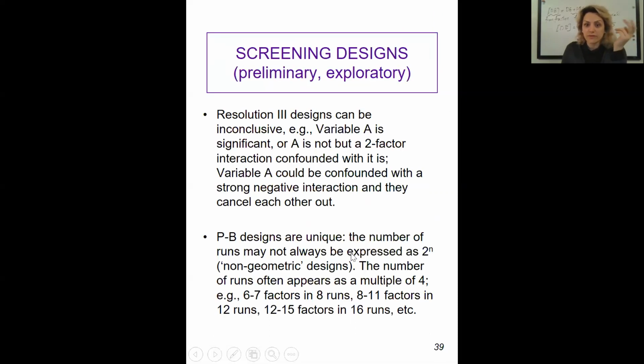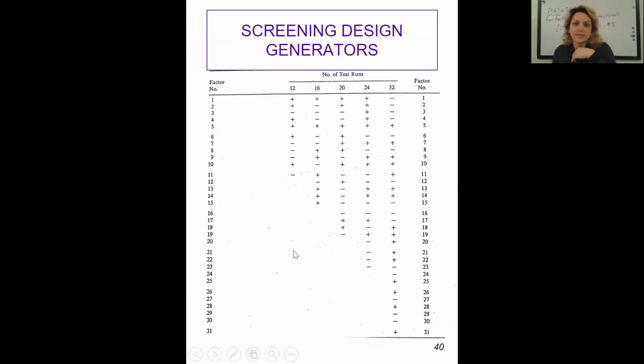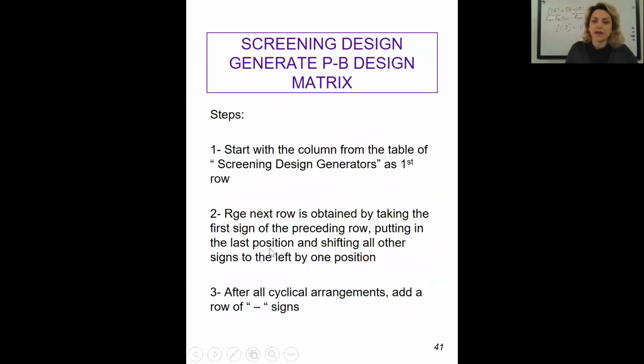We said that, right? Whenever we have 6 to 7 factors, it will be 8 runs, 8 to 11 factors, it will be 12 runs. If we have 12 to 15 factors, it will be 16 runs, and so on. However, we can also decide with this table as well.